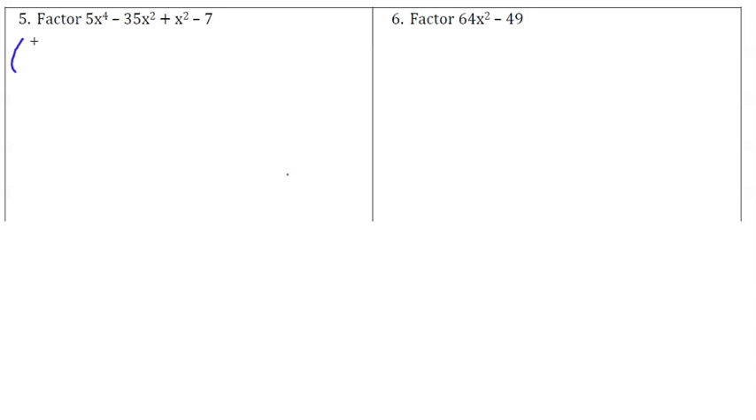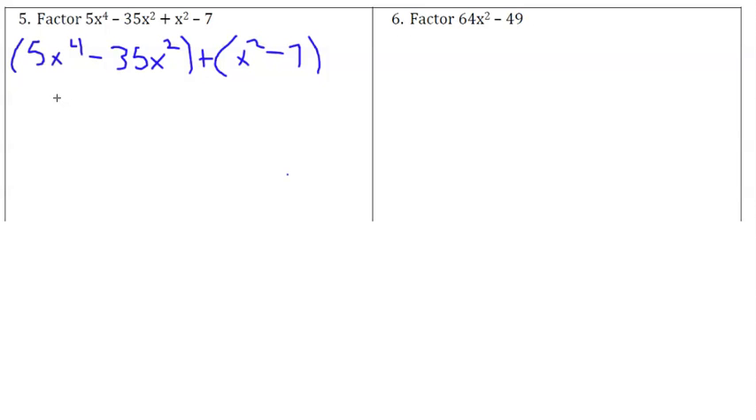So we'll group 5x to the 4th power minus 35x squared. And then we'll put a plus sign and then group the other 2 terms, x squared minus 7. When you're doing grouping, always remember to have a plus sign in between the 2 groups. If there's a negative sign, you need to make sure there's a positive sign as well.